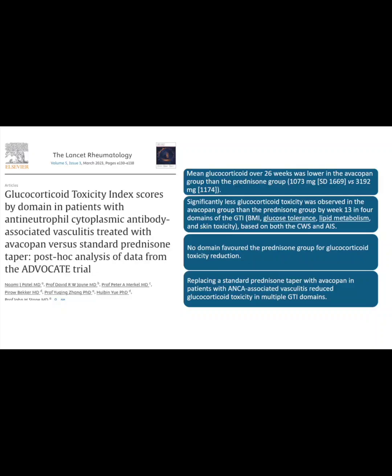Therefore, there was a recommendation to those individuals that were at high risk of glucocorticoid toxicity to consider avacopan instead. The study also emphasized how nuanced glucocorticoid toxicity is, and a lot of the participants in this post-hoc analysis, although they improved on certain aspects of the glucocorticoid toxicity index, they worsened on others. And the end statement was that multiple measures to identify glucocorticoid toxicity should be used instead of one output alone.